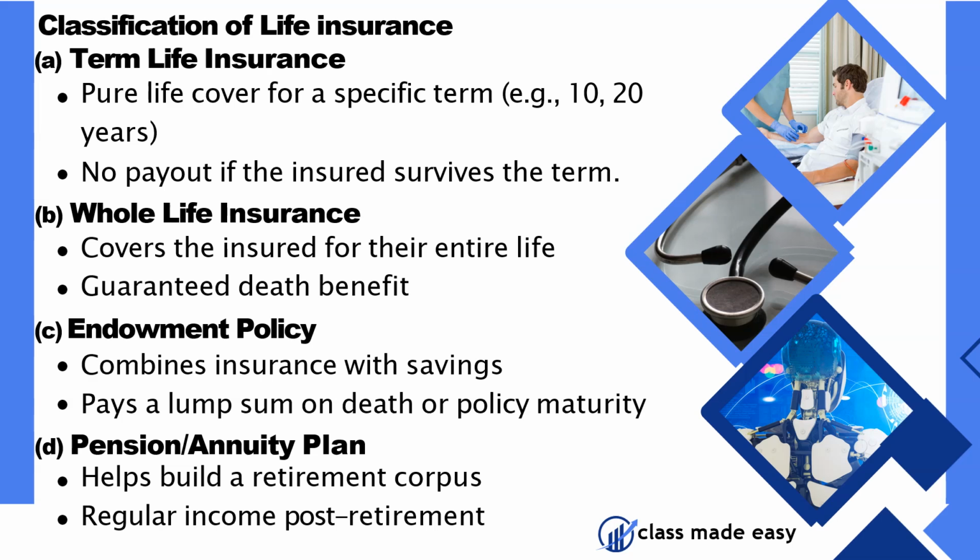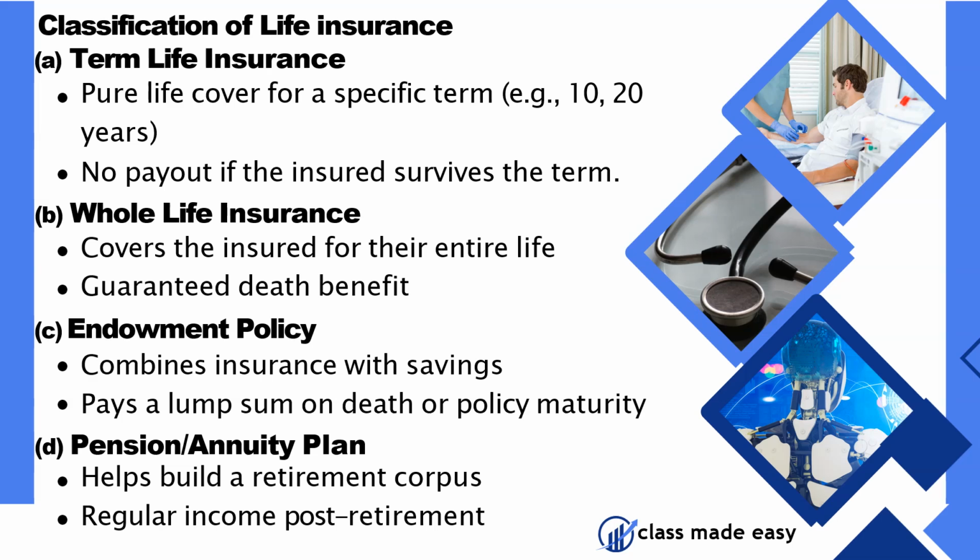10, 20 years is an example. Now, we are also noting very important under term life insurance, no payout if the insured survives the term. Now, this is an interesting kind of insurance. If you insure under term life insurance, let's say 10 years or 20 years, and the death does not occur within that time limit, you will not be paid any amount if those years are complete and the death has not occurred.